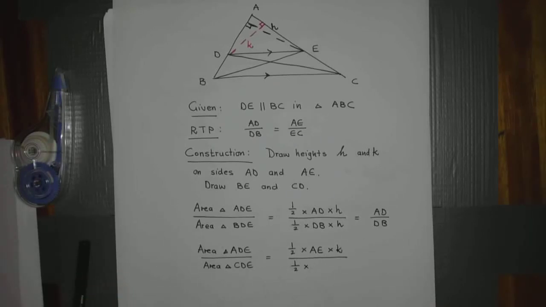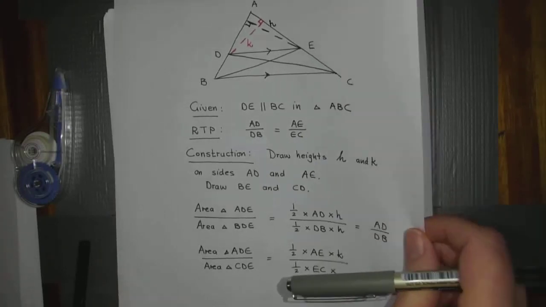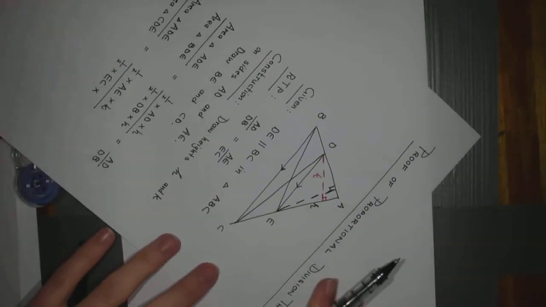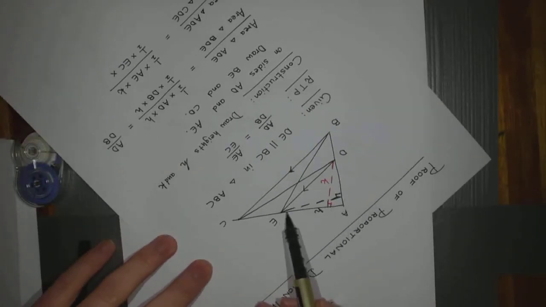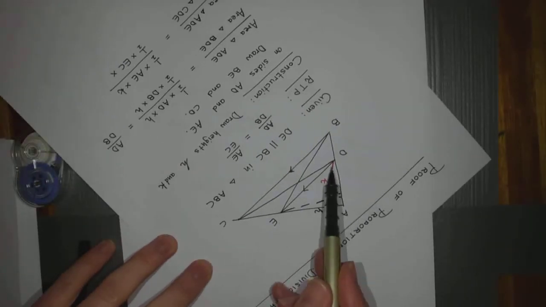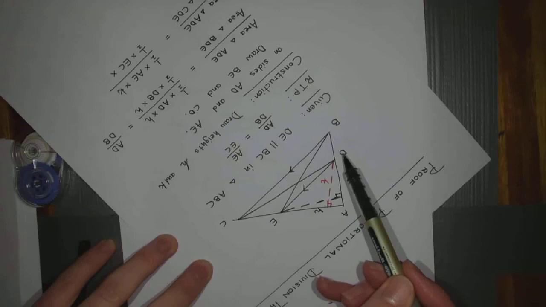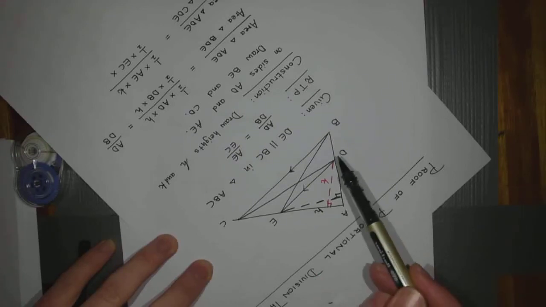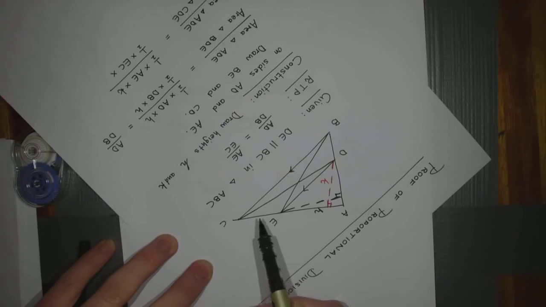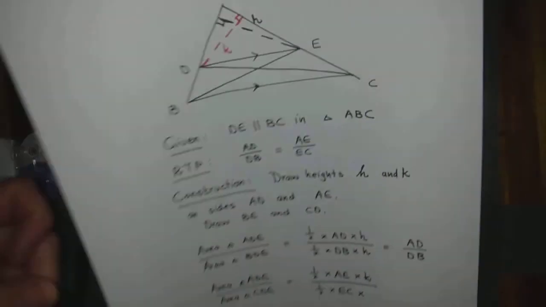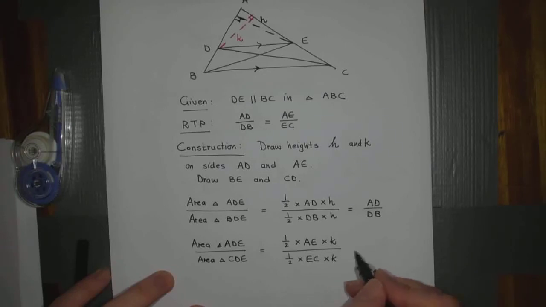Then I look at that bottom triangle, that triangle CDE. What's going to be the base of that triangle? EC or CE. And just like the previous one, if I turn it sideways, you can see this triangle, the base there is AE, the height is there at K. This triangle has got that common vertex D. So because it's got that common vertex D, it's got the common height of K, but its base is EC. And if I simplify that, what do I get?